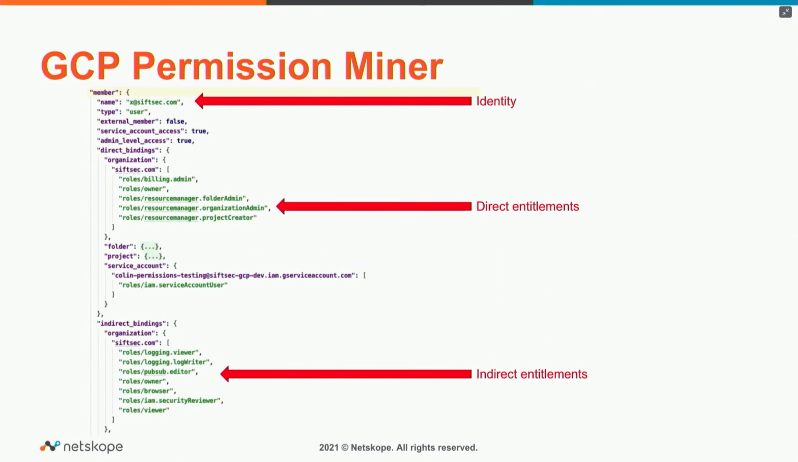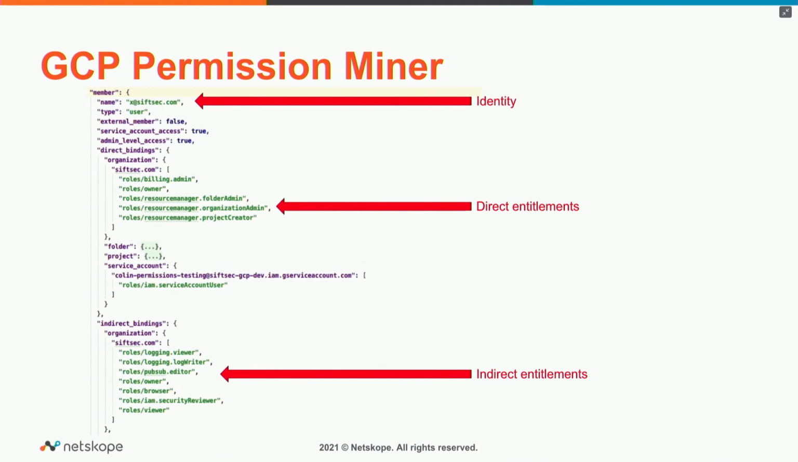Yes, it does have service account access. Yes, it does have some way to get to the admin level of access in the environment. Then it goes through and lists the direct bindings and the indirect bindings. Here I'm showing direct bindings on all different levels of the hierarchy assigned to this identity. At the bottom, we have the indirect bindings, so these are bindings that they can essentially get to via acting as a service account. These are the indirect entitlements for this particular user.